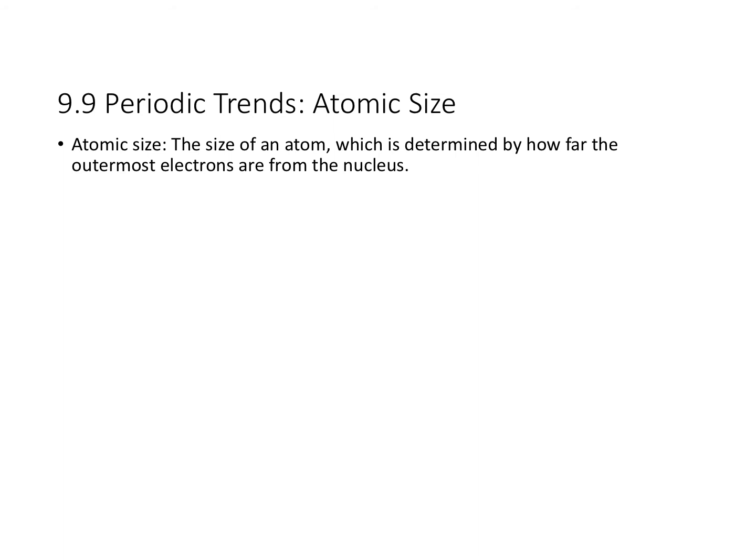So the first one is atomic size. What we want to know is, if in one period we go left to right, what happens to atomic size? Or if we go up to down in each family or group in the periodic table, how does the atomic size of elements change? Is this clear what we want to accomplish? Okay. So first of all, we should define what atomic size is, right? Atomic size is determined by the distance of the nucleus from the outermost shell.